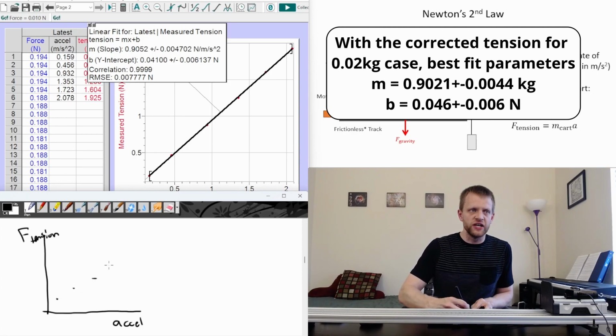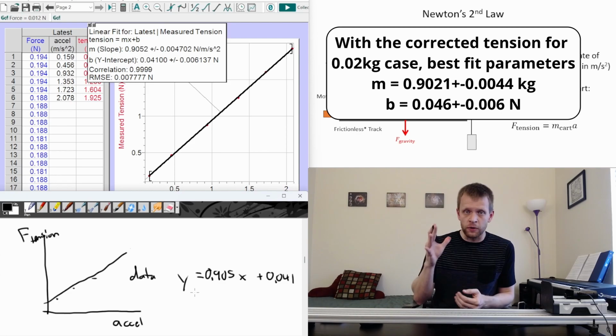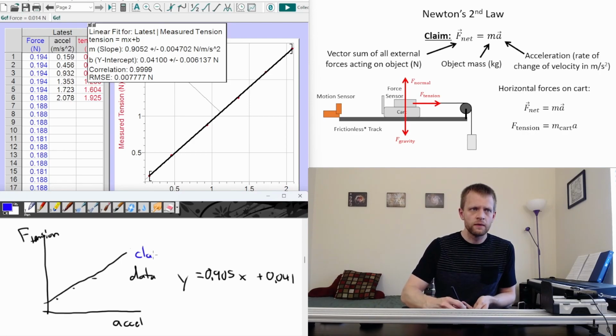We got a bunch of these data points, we got this line of best fit, and from our data, we get this best fit equation where y, the thing on the vertical axis, is equal to 0.905 times x, the thing on our horizontal axis, plus, this looks like 0.041. Okay. This is what pattern our particular set of data that we've just gathered makes. Our claim was that the force of tension should equal the mass of the cart times the acceleration.